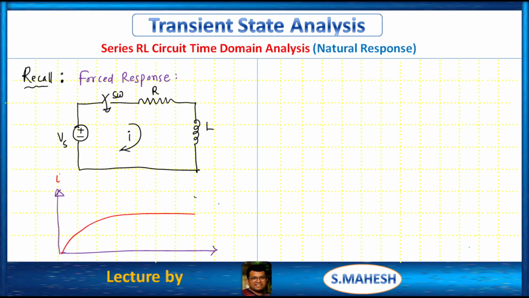We have a curve like this, right? This is I, this is Is, which is equal to V by R. This is exponentially rising. What is the equation? I equals Is into (1 minus e power minus t by tau), right? This is the current equation we got from this forced response.